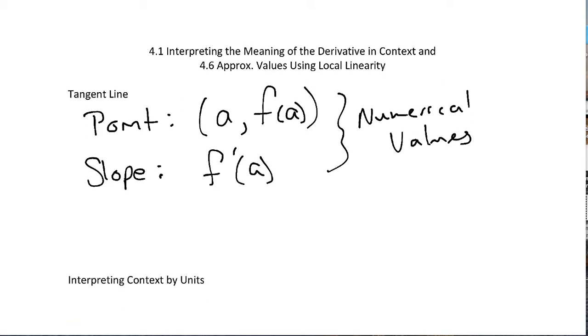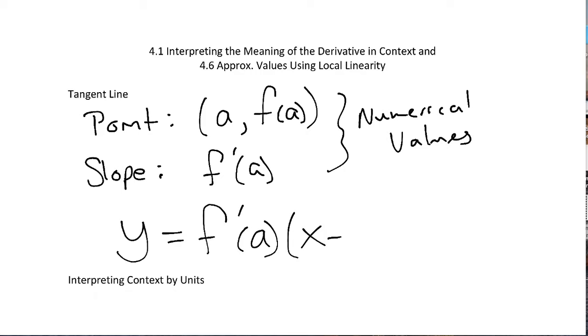But for the numerical values, then the equation of the tangent line is y equals f prime of a times x minus a plus f of a. If you don't know that equation by now, you should actually just sit there and write it 10 times and write it again until you know it by heart, because it's an equation that we will use for a long time in calculus.